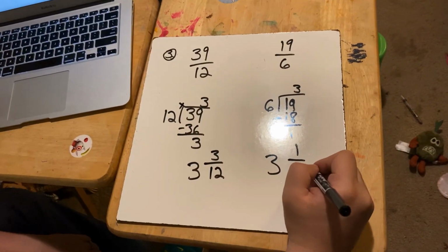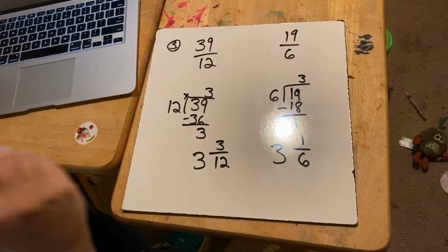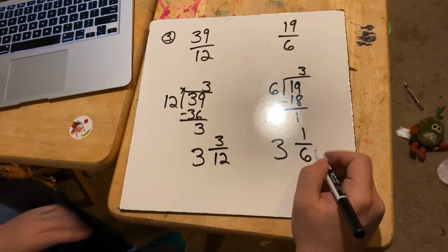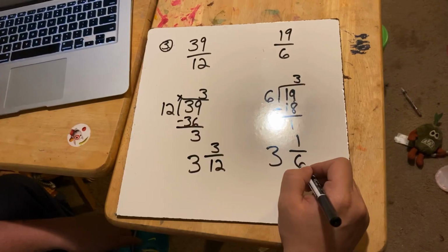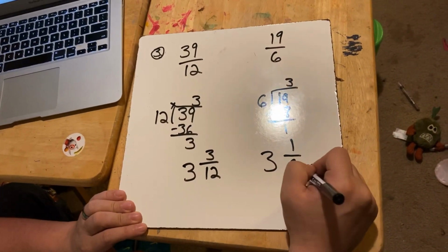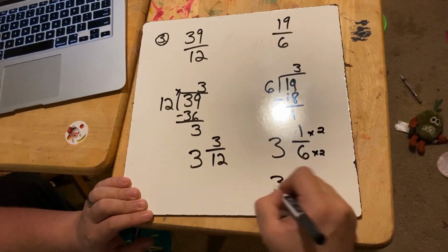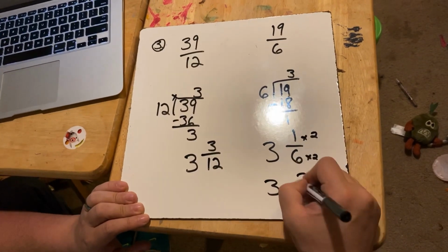Now, can we compare these things the way they are? Well, they have different denominators and different numerators. What I would do here is, is there anything I can multiply 6 by to get to 12? Yes, multiply it by 2. And whatever I do to my denominator, I got to do to my numerator. And my new fraction is going to be 3 and 6 times 2 is 12, 1 times 2 is 2.